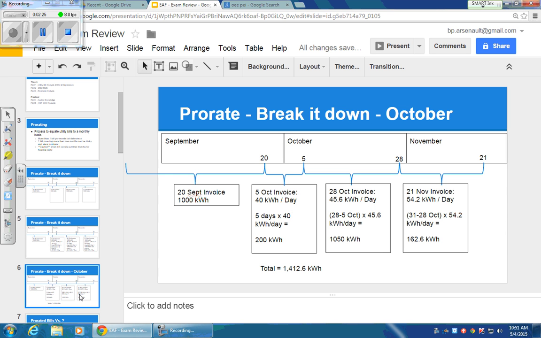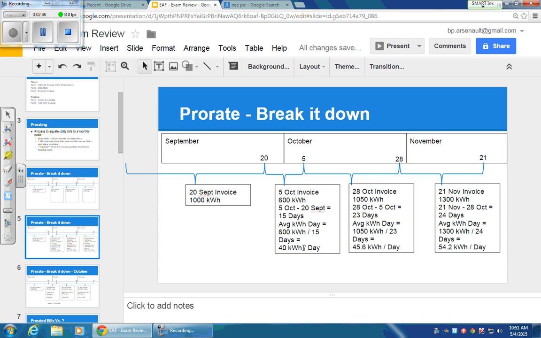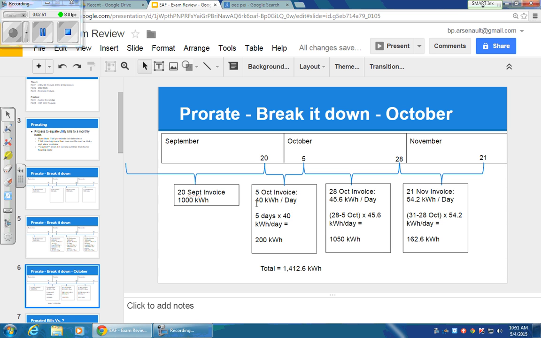The next step now would be to figure out for October, let's say, how much energy we used in October. So we see that there's 5 days here. There would be 23 days at this one, and then another 3 days from this invoice. So we take that from the previous one. We had 40 kilowatt hours per day here for those first 5 days. So the first part is 5 days times 40 kilowatt hours.